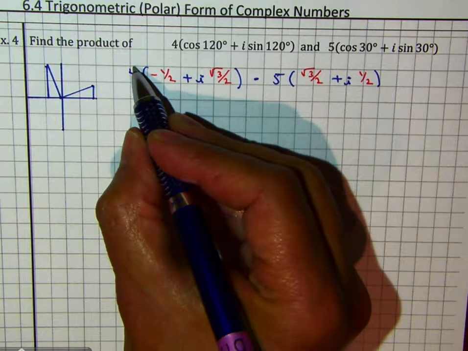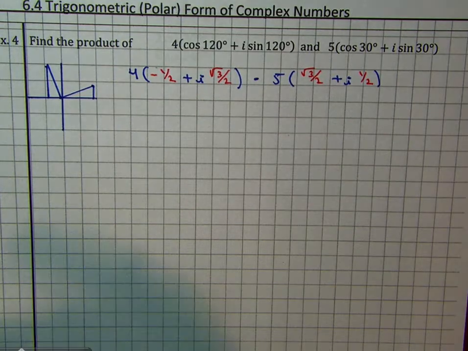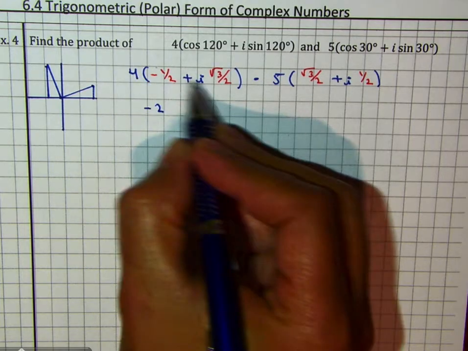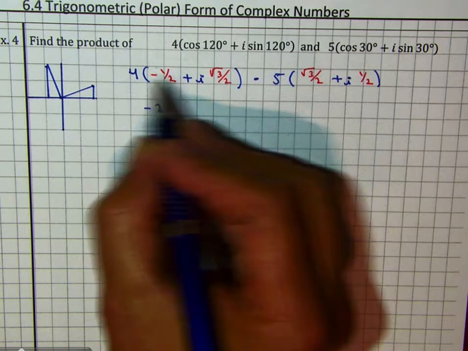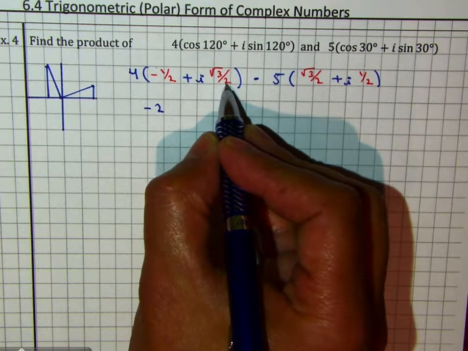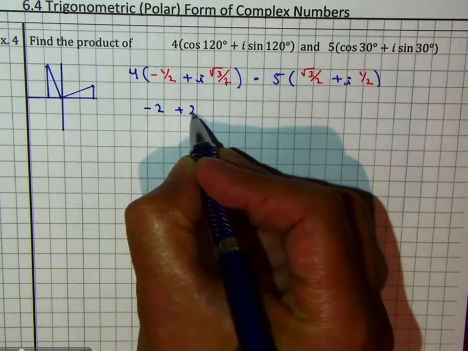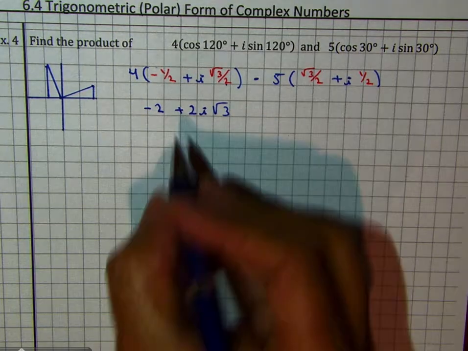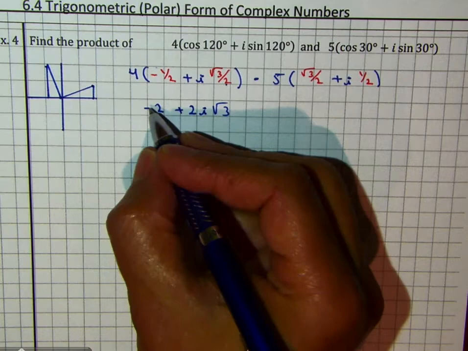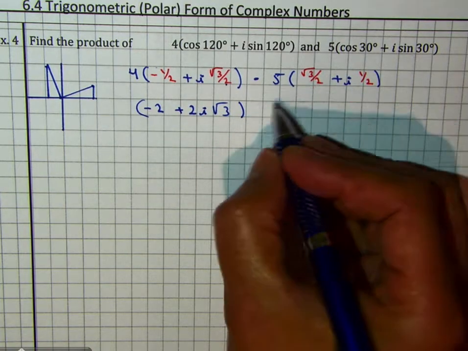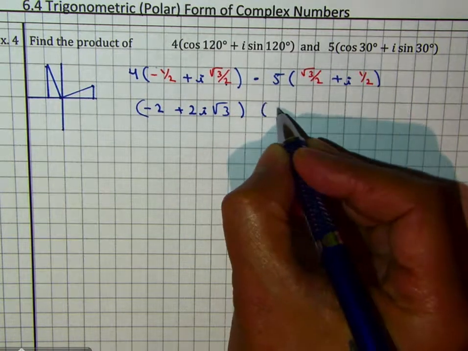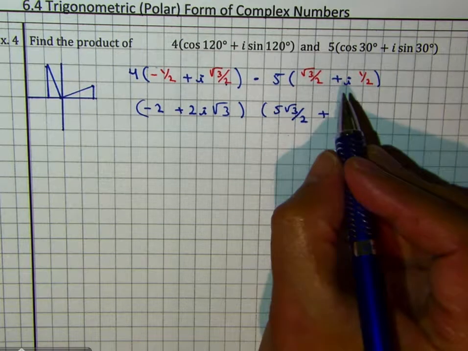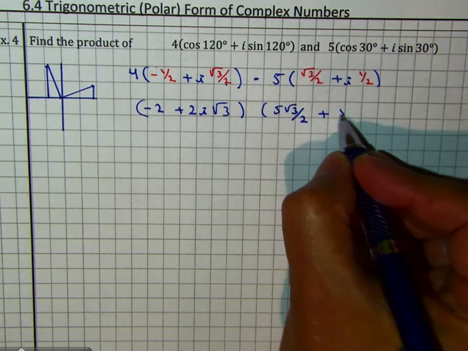I'm going to distribute my 4 to each one of them. So 4 times negative 1/2 will be negative 2. 4 times square root of 3 over 2, that 4 and the 2 are going to simplify to 2, so it gives me plus 2i square root of 3. I'm going to place my I in between, or you can place it beforehand or afterwards, up to you. Multiply by, distribute the 5. That does not simplify, so it gives me 5 square root of 3 over 2. Plus, multiply the 5, so it gives me 5 over 2i.